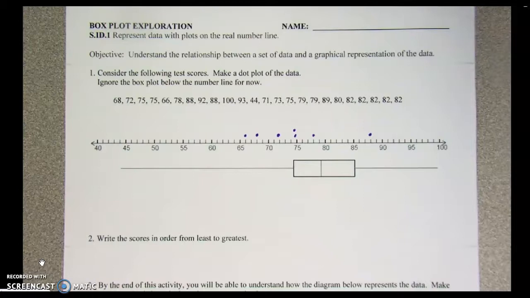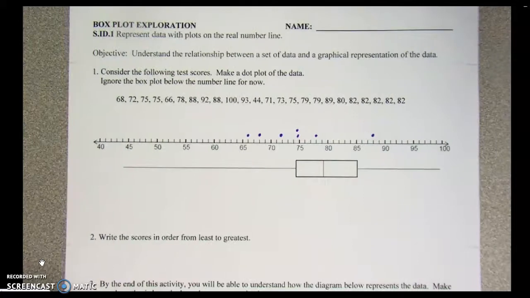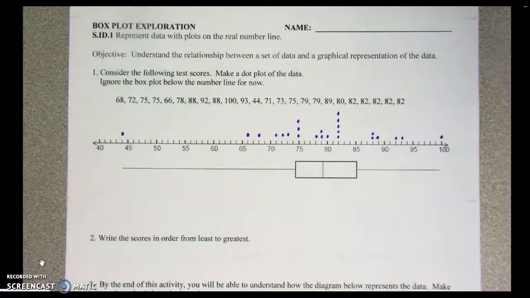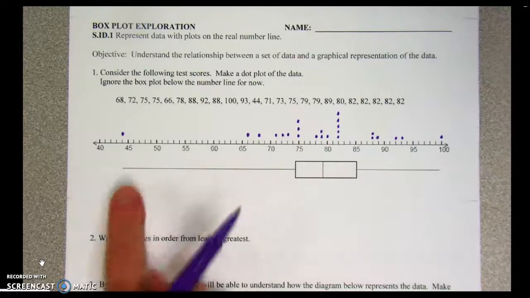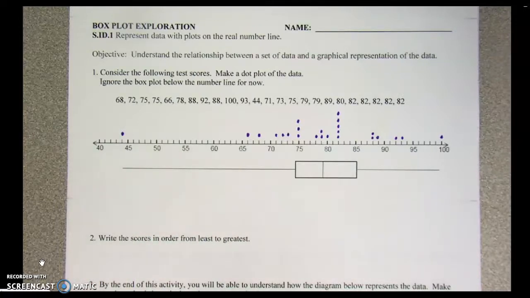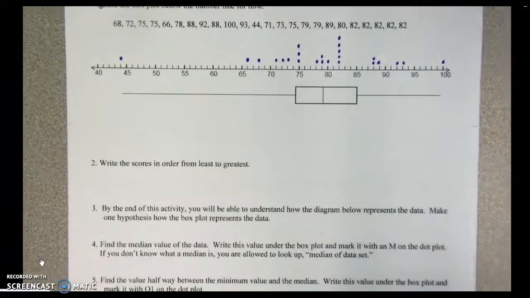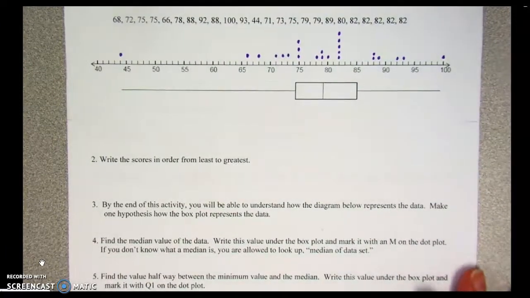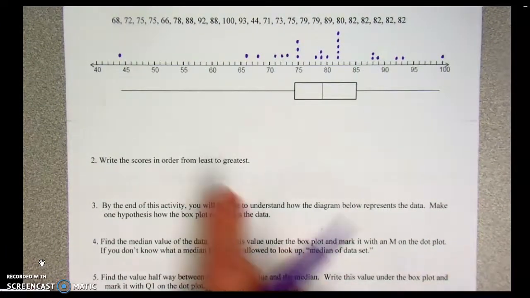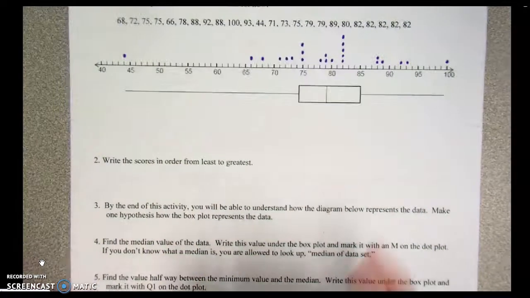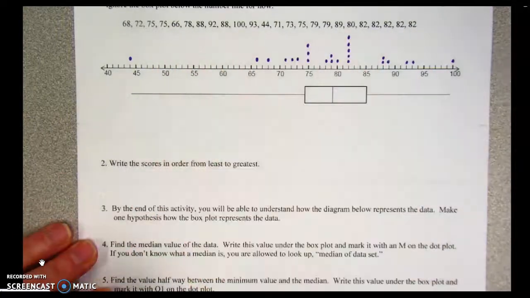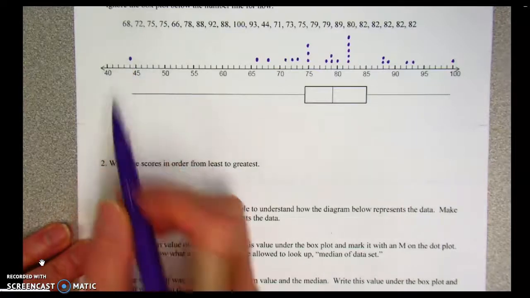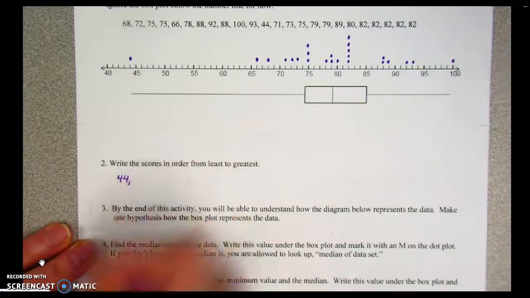Now, with the magic of technology, hopefully you did pause the video and made your own dot plot. This is what it would look like. And there is some relationship of these dots to this box plot. But the next thing that this exploration wants us to do is write the scores in order from least to greatest. Well, it's a good thing that I made my dot plot first, because I wouldn't want to be looking at all of these scores and then having to search within here for the lowest one. Instead, I can just look on my dot plot and say, oh, 44 is the lowest score.